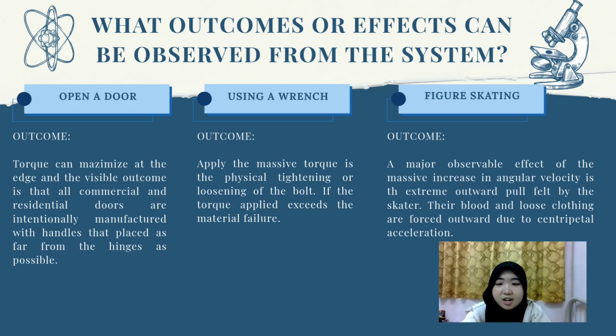Finally, let's look at figure skating. When a skater pulls their arms inward, their angular velocity spikes, causing them to spin incredibly fast. A major observable effect of this high-speed rotation is the strong outward pull felt by the skater. Their loose clothing and even their blood flow are forced outward due to centripetal acceleration. These three examples show how rotational mechanics and torque operate in everything.